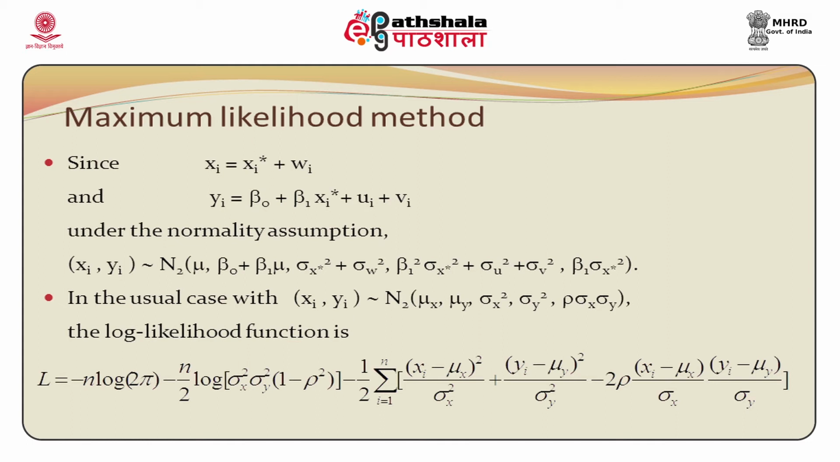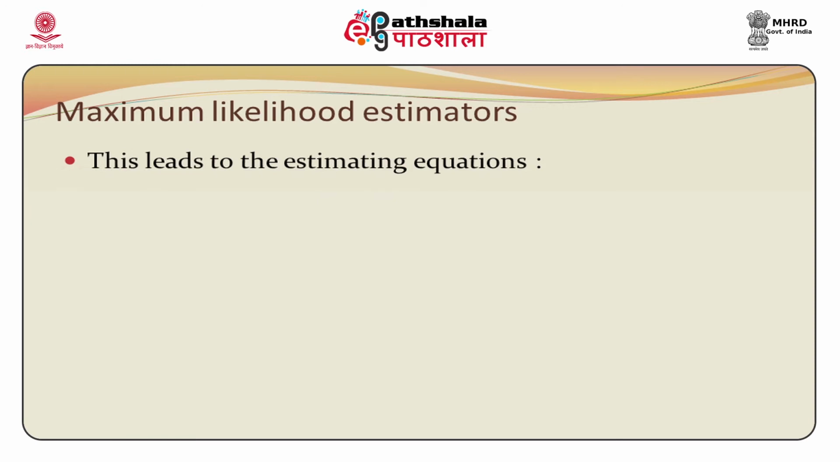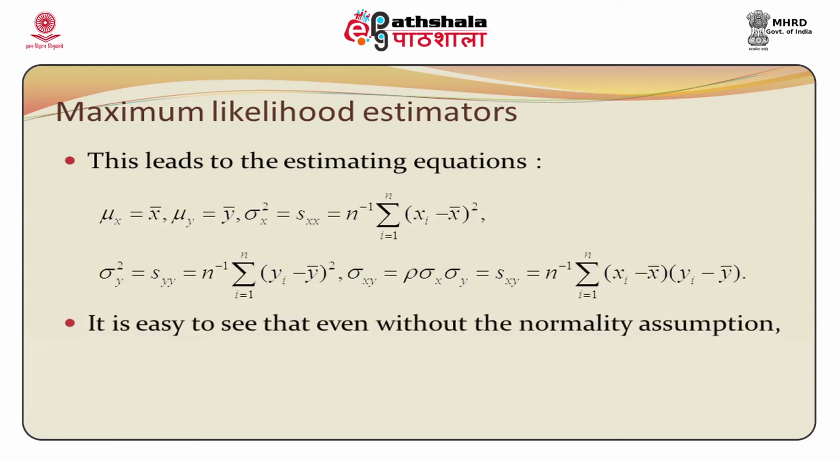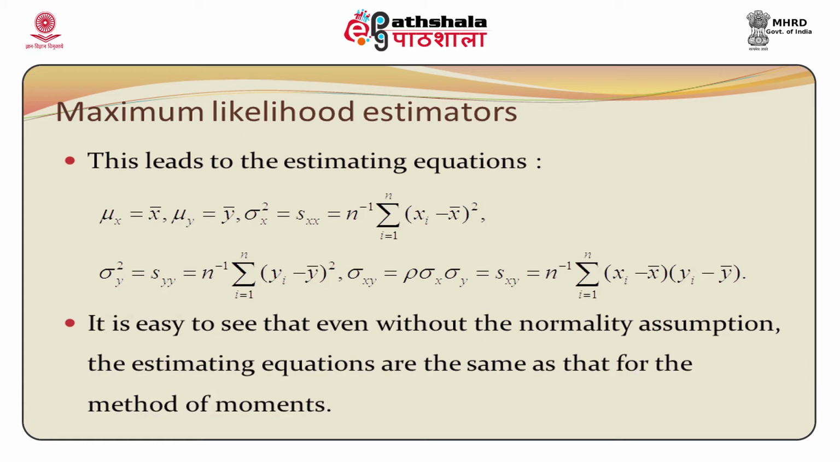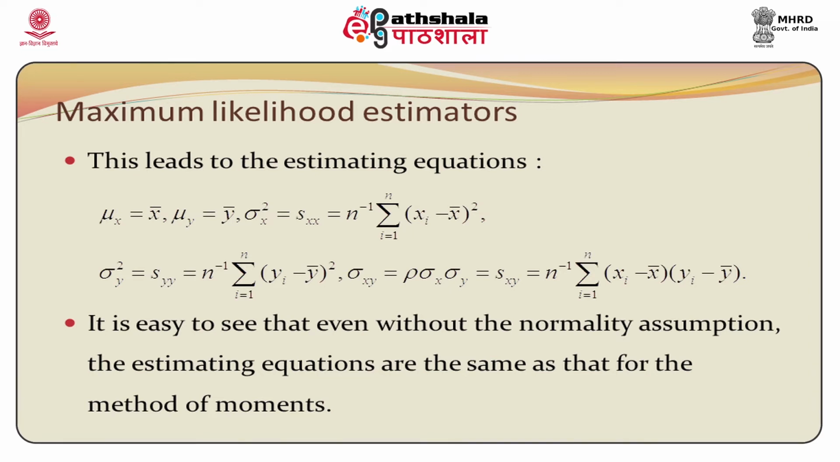And by standard procedures, you know that the ML estimates would come out as mu hat x would be x bar, mu hat y would be y bar, which are the sample means of x and y respectively. Sigma x square would be the sample variance for x, sxx, sigma y square would be the sample variance of y, which is syy, and sigma xy would be the sample covariance sxy. Remember that sxx, syy as well as sxy all will have a denominator of n. So, it is divided by n and not by n minus 1.